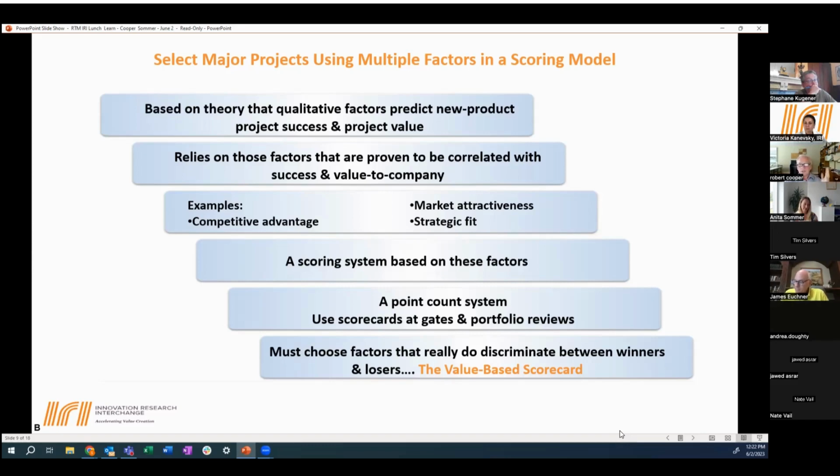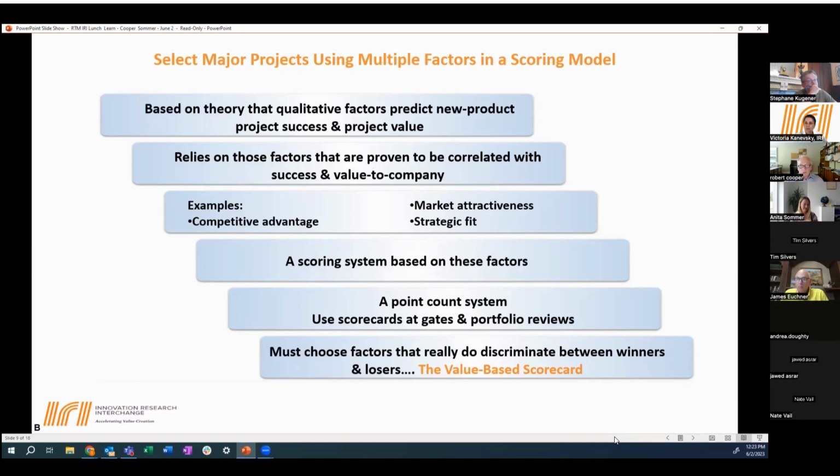Market attractiveness is another one. Strategic fit, how well the project fits with your strategy. Believe it or not, on-strategy projects have a higher success rate because they take you into the oasis and steer you out of the desert. That's what strategy is all about, giving you direction.